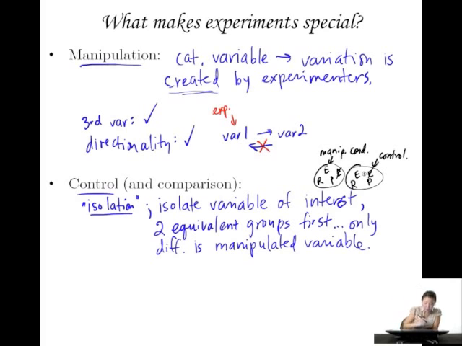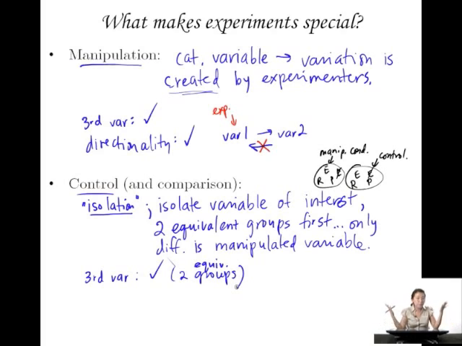Okay, so how does this solve the third variable problem? Well, here's the thing. By having two equivalent groups, you've ruled out the other variables, right? So having two equivalent groups rules out the third variable. Because on all these other variables, like how rich, how poor, ethnicity, whatever, on all these other things, these women are roughly equivalent.